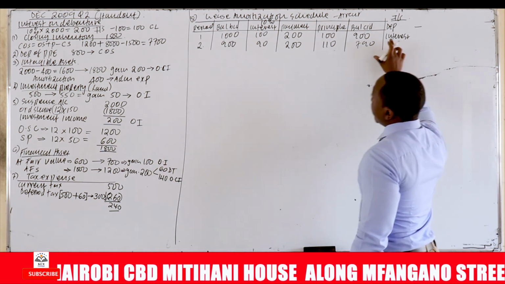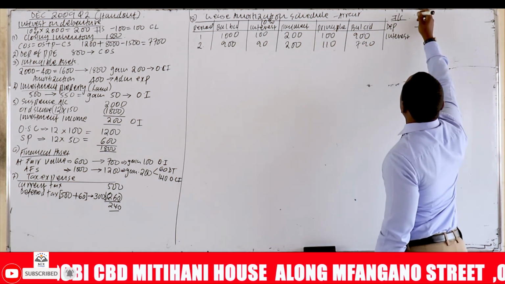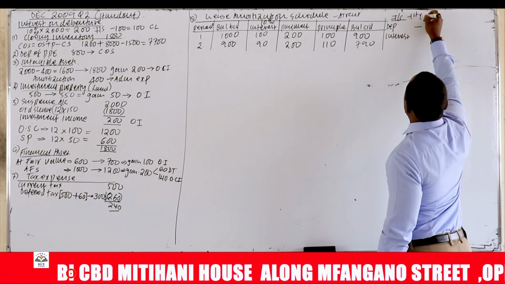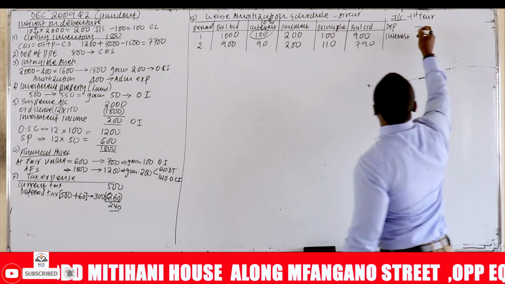Interest, you take for the first year. So to the income statement, we see it's the first year, that's the year we are operating. And the interest here is 100.